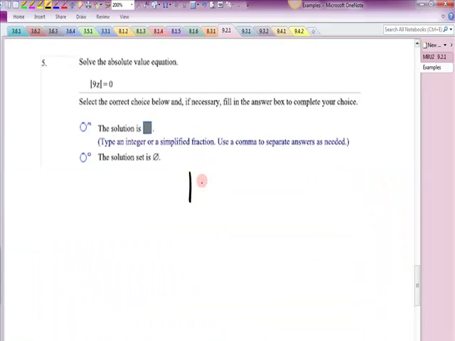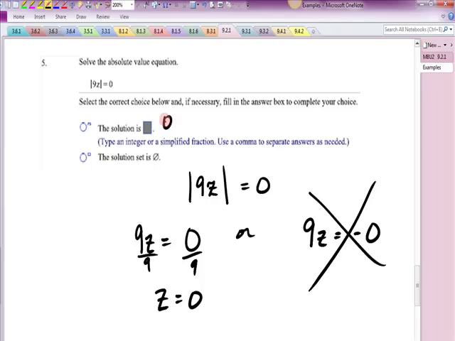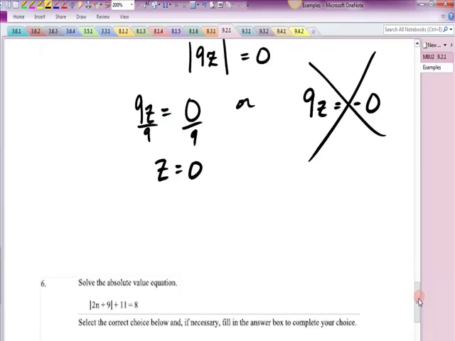Now I've been getting two answers. This is the only scenario, absolute value of something equals 0, where I'm only going to get one answer, because 9z equal to positive 0 or 9z equal to the opposite of 0, that doesn't make sense because there is no such thing as negative 0. So you only have one scenario, divide by 9, and z is 0. So we only have one answer. That's the only time when the constant that it's equal to is 0.